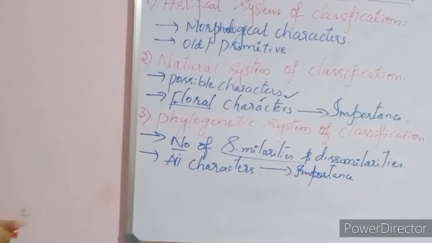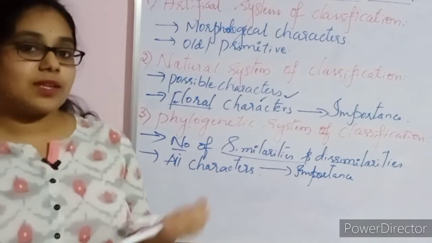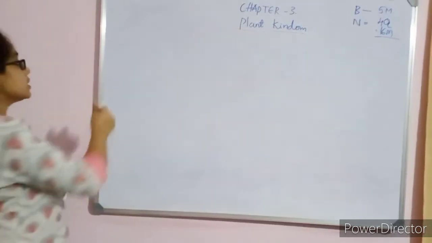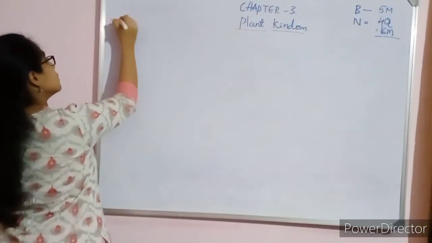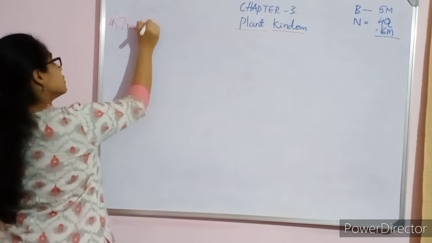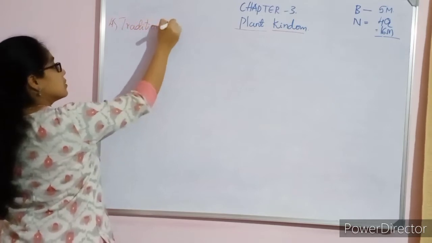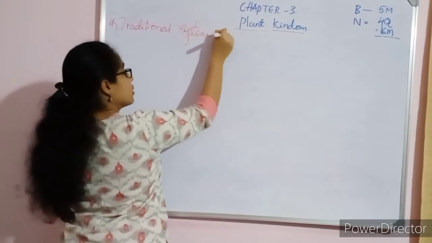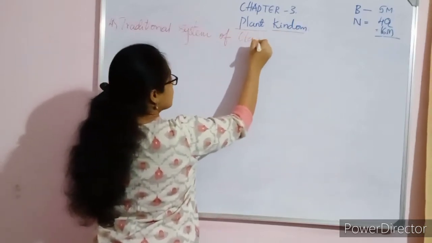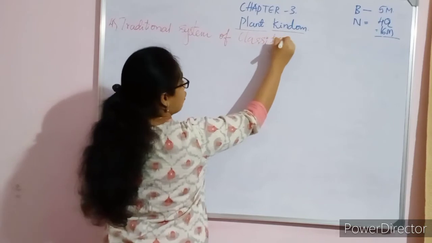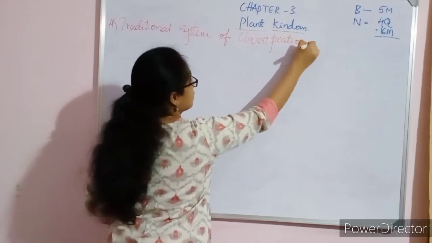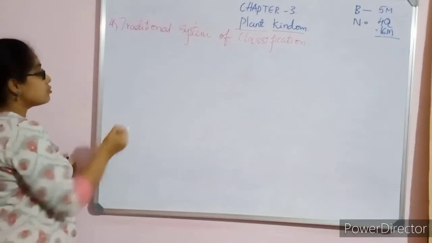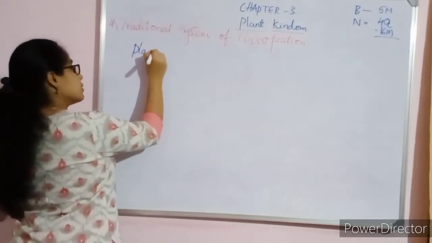Okay, so there are still many systems of classification we are going to study. The next system of classification is called the traditional system of classification. So in the traditional system of classification, okay, plants were divided into two groups.